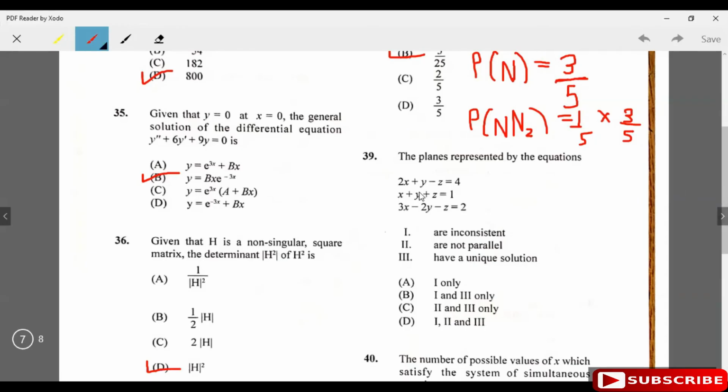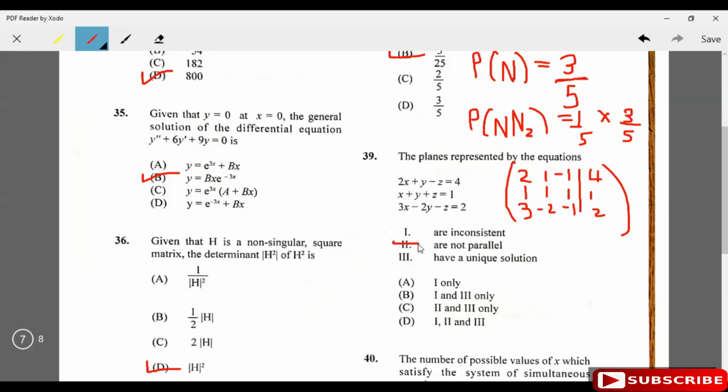All right. So first and foremost, they're not parallel. Write this in matrix form: 2, 1, minus 1, 4. Then this looks like 1, 1, 1, 1. Then this looks like 3, negative 2, negative 1, 2. Now clearly, they are not parallel. None of them are parallel.